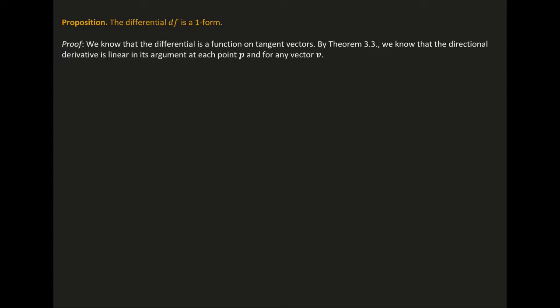Let's just check that the differential is indeed a one-form. We know that the differential is a function on tangent vectors. By theorem 3.3, we know that the directional derivative is linear in its arguments at each point p for any vector v. To be clear, theorem 3.3 is about directional derivatives, and since the differential is equal to a directional derivative at each point, if the directional derivative is linear, then the differential is linear. This is why we can say that the differential is indeed a one-form.